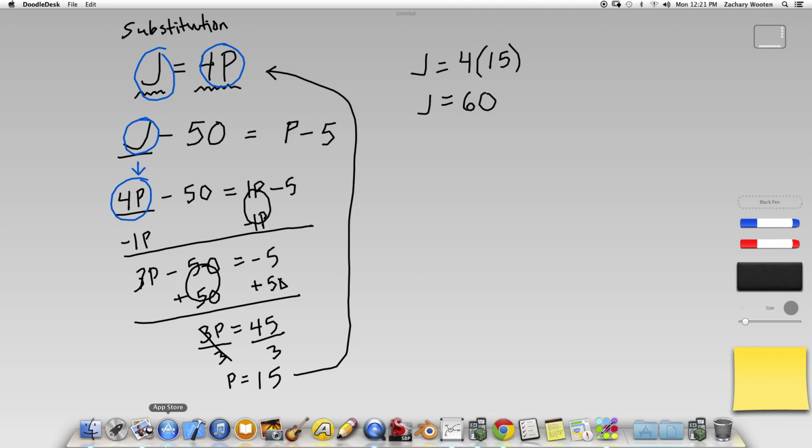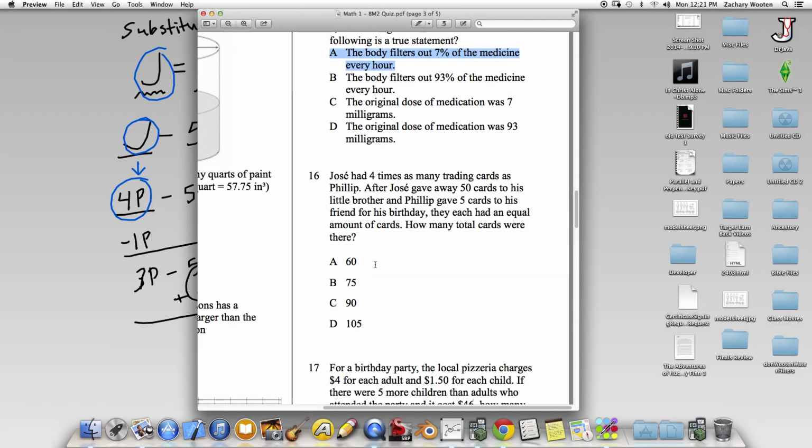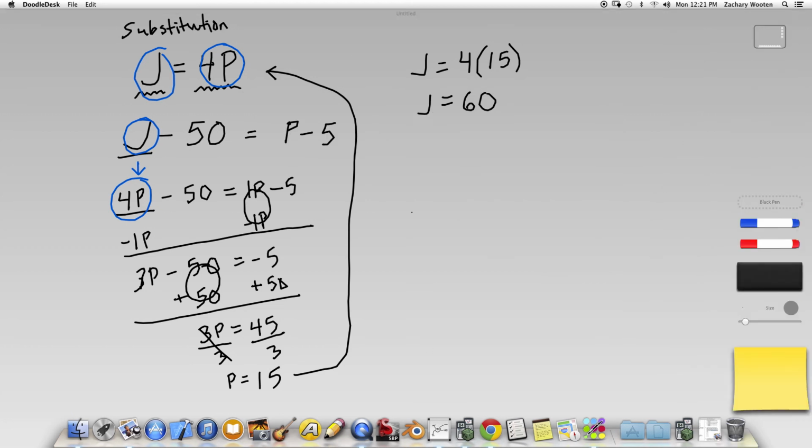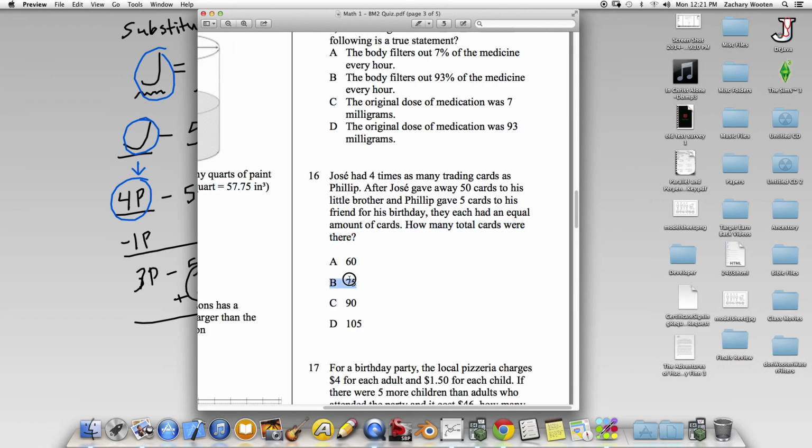Let's look at the answer choices here. There's 60, I don't see 15, but look at what it's asking. It said how many total cards were there. So between the two of them, how many cards were there? Well, originally, Jose had 60, Philip had 15. If you add up 60 plus 15, what do you get? You get 75 total cards. So the correct answer in this problem is going to be B.